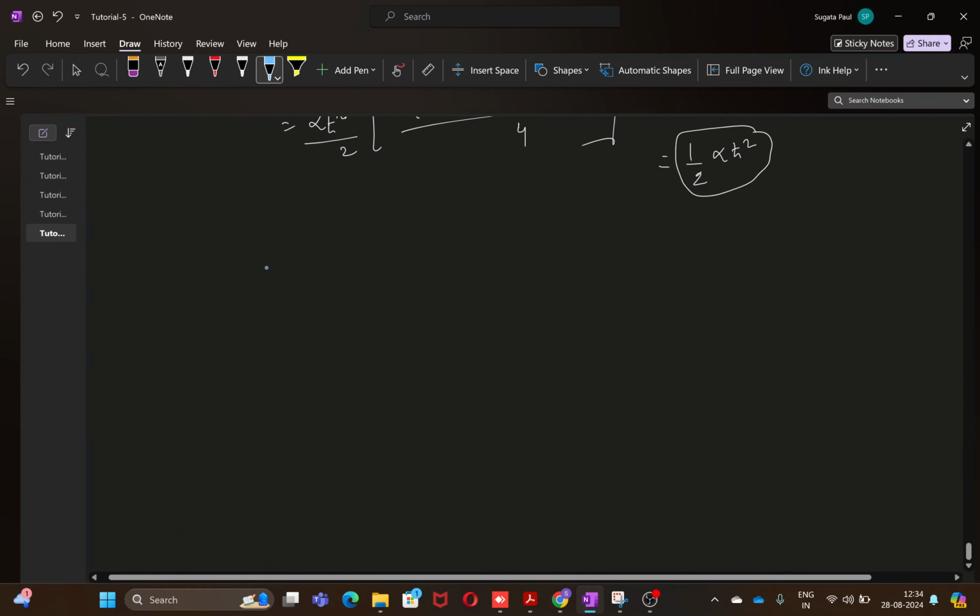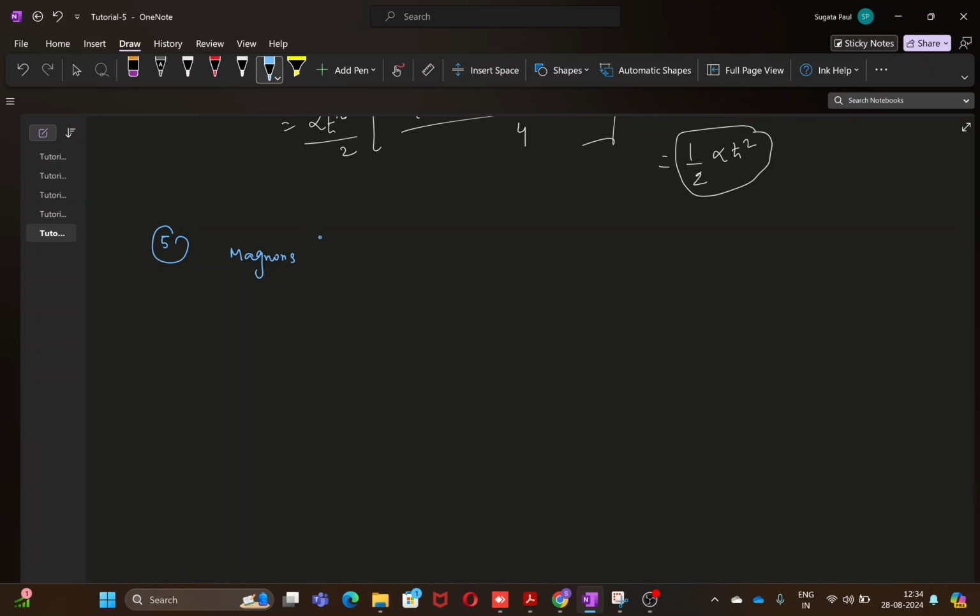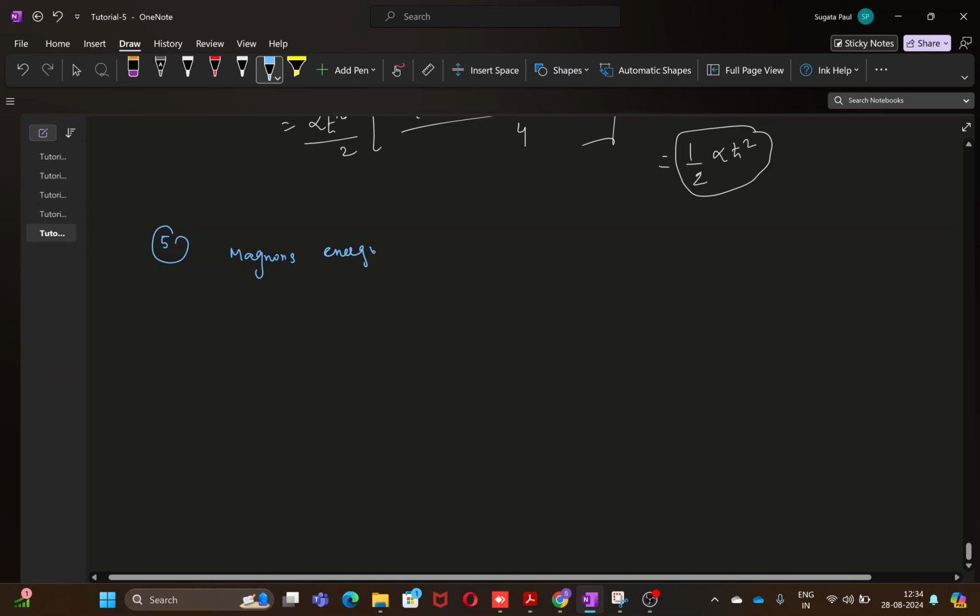So question number 5, right? Magnons energy dispersion relation.